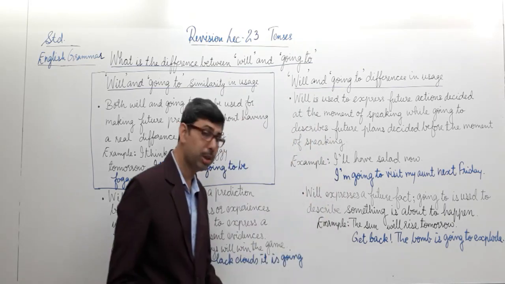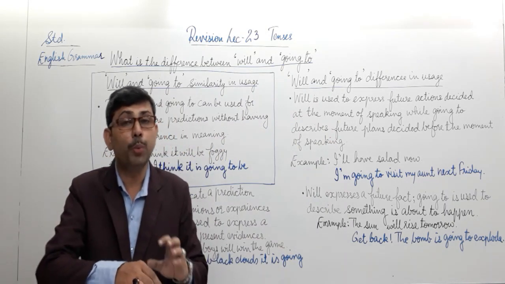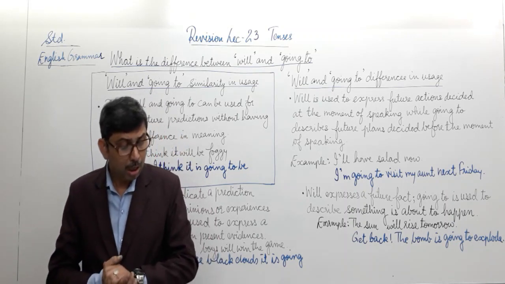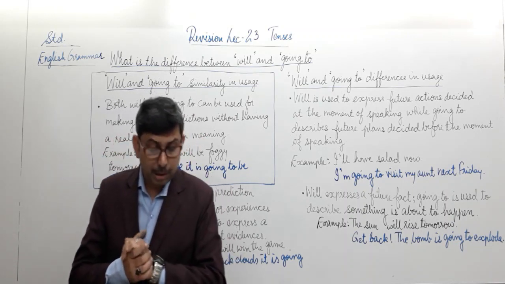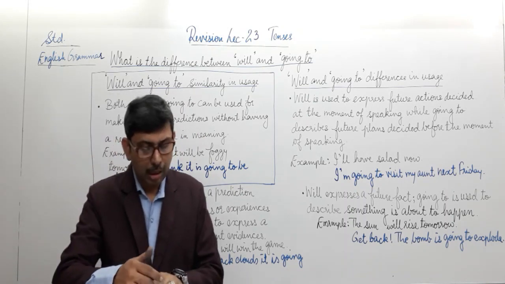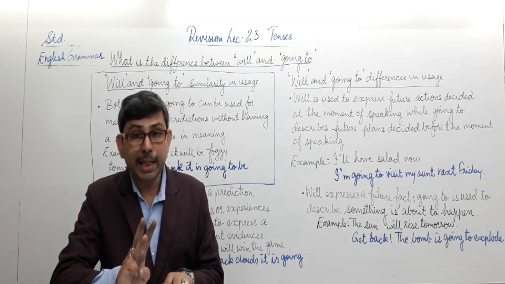So I hope this explanation has brought you to a conclusion on how to use will and the going to form. Let us now look into a text given to us on page number 92 to understand the future tense of intention. In the Let's Learn section, going to is used to indicate three things.